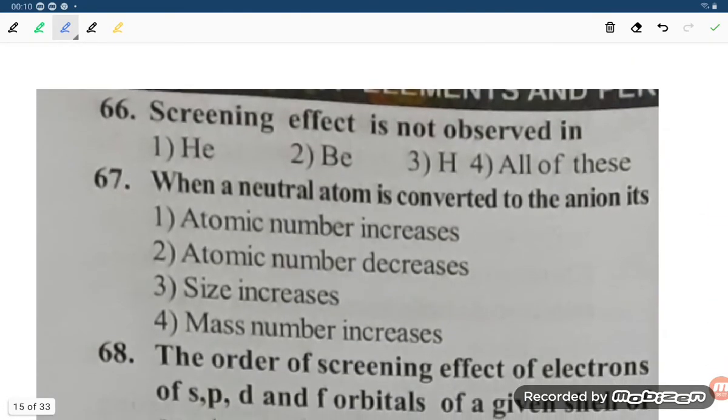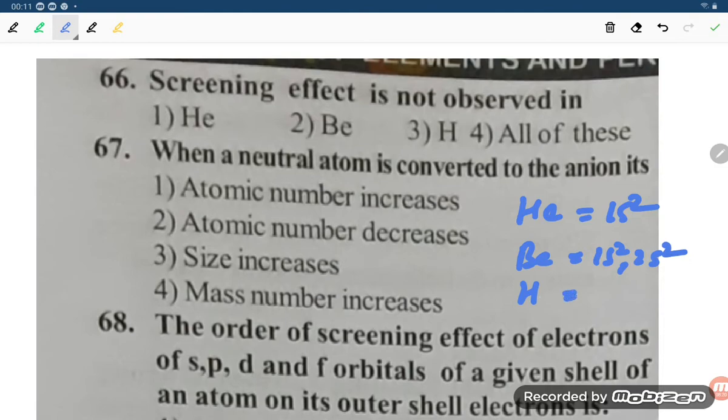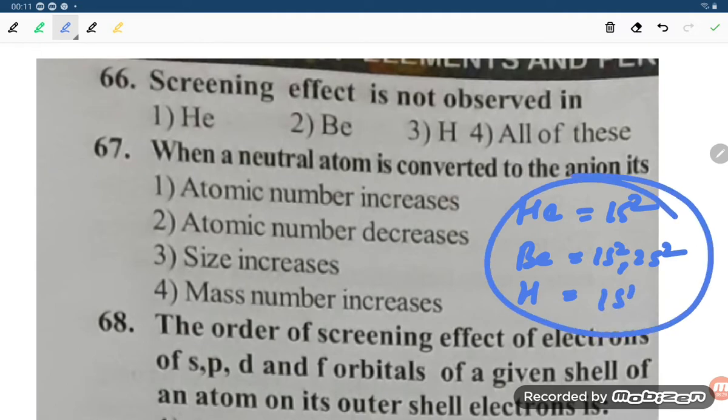Let us move to the next question, student. Question number 66. Screening effect is not observed in. Okay, so if you see helium, student, 1s2. And beryllium, 1s2, 2s2. Next one is hydrogen, student, which is 1s1. So all of these have s orbitals, student. This 1s does not cause a screening effect, it is hardly 0.3, very less. So the screening effect is not observed in all of these.